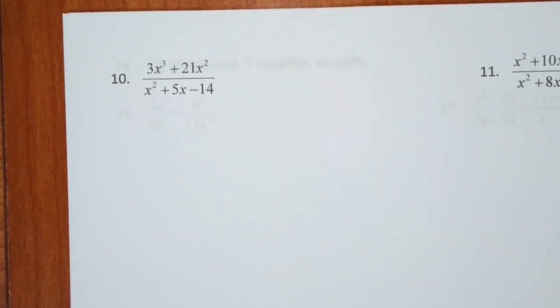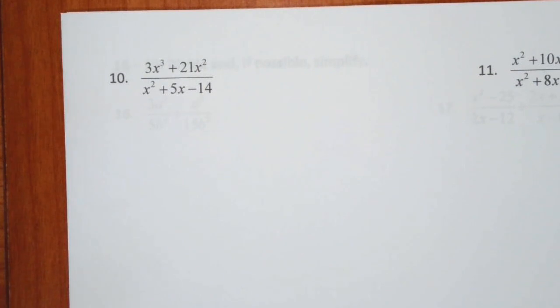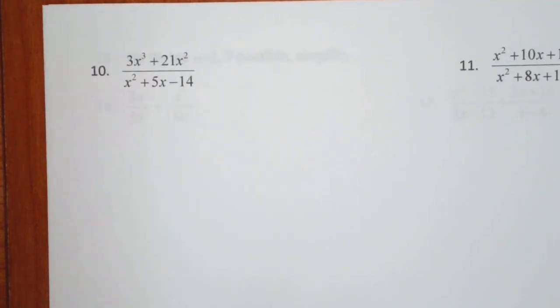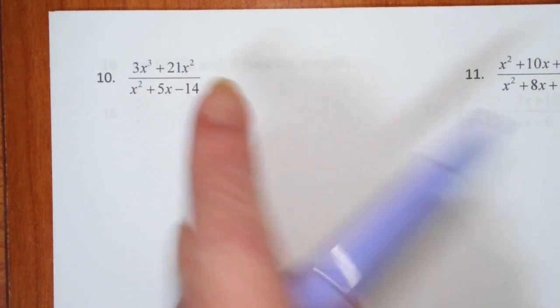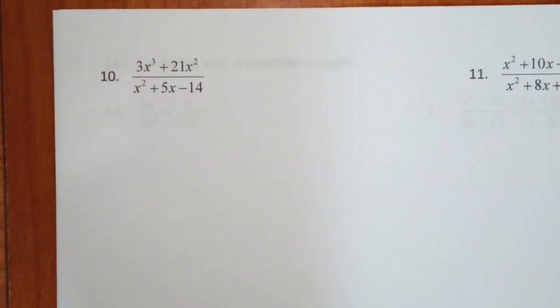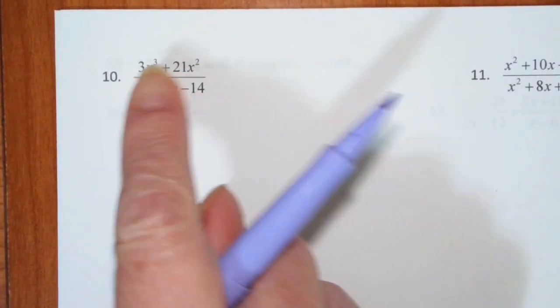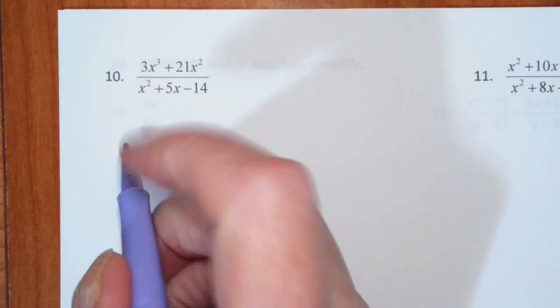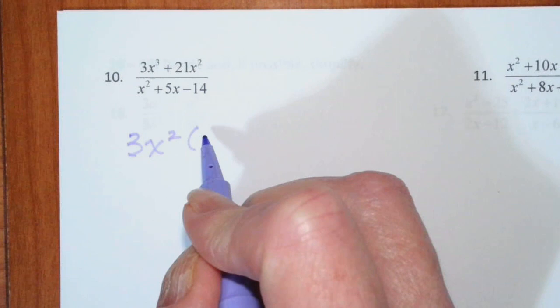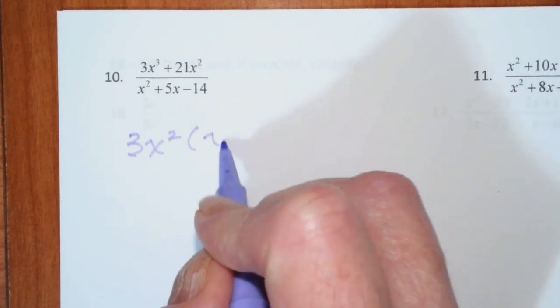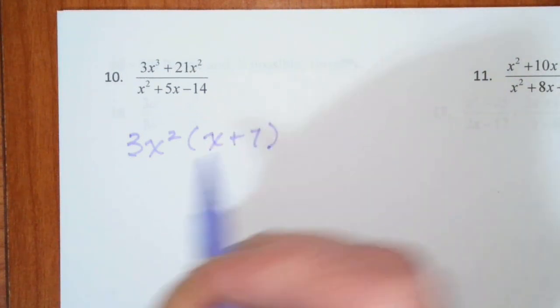Okay, number 10. Got the same situation. I can't do anything until I factor it. I have to factor first, and then I have to get rid of the common factors. Well, my numerator, let's see, 2 terms. I notice I've got a common factor. So I have 3x to the second times x plus 7.